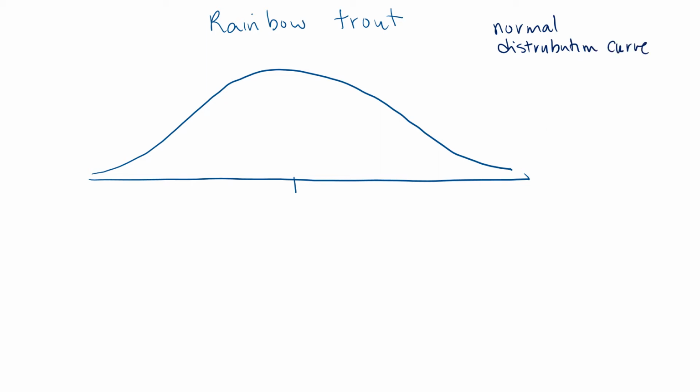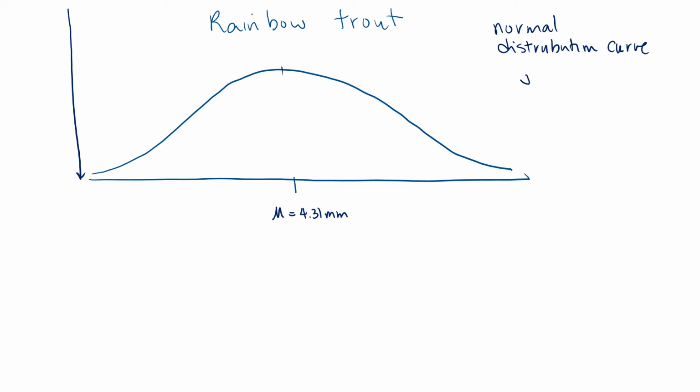And the peak of this curve has to happen at the mean, just like the histogram had. So the mean was 4.31 millimeters, and it happens at the peak. That means that most of the fish, as this is going to represent the probability of something happening, most of the fish are going to have an egg diameter of 4.31 millimeters.